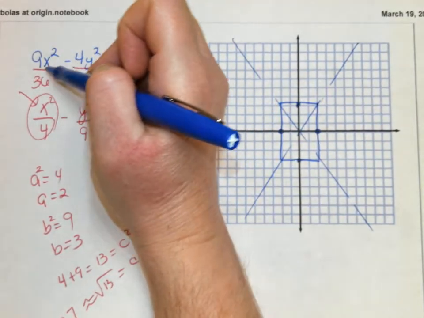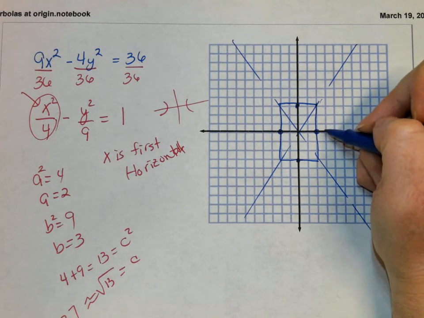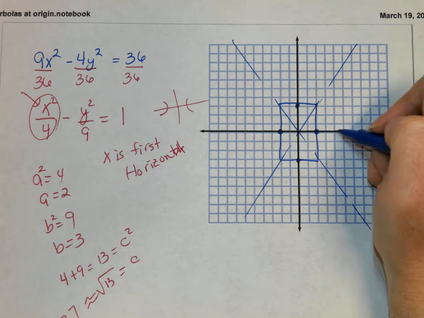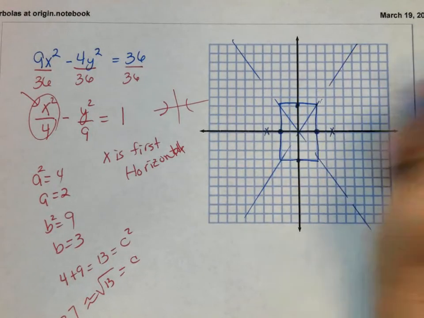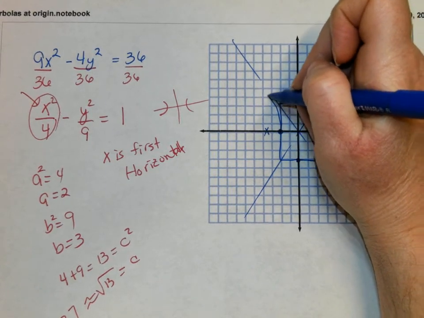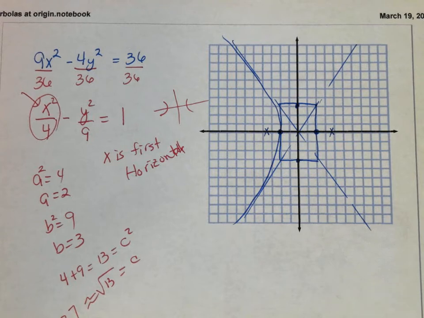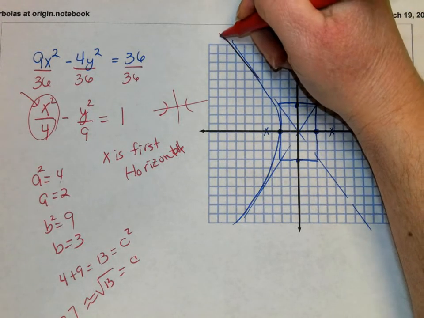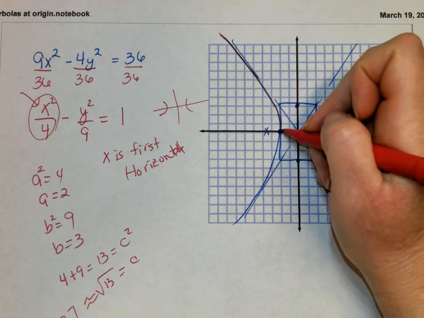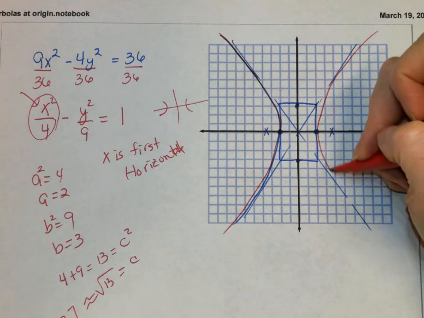Which way am I going to go? I'm going to go side to side because x is first, but I need to put my foci in. So here's 2, 3, 4, so I'm going to go about right there, on both sides. And I draw it in like so. I should probably draw that in a different color for you, easier for you to see. There we go. That's a little better. And it goes like this.